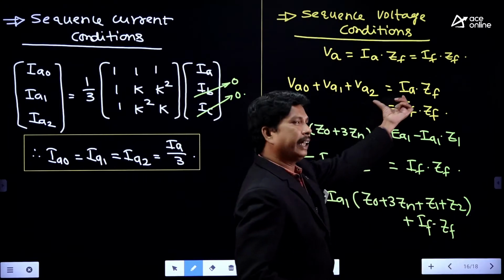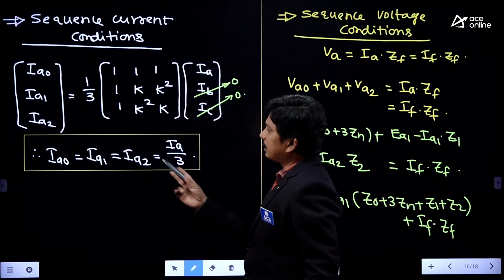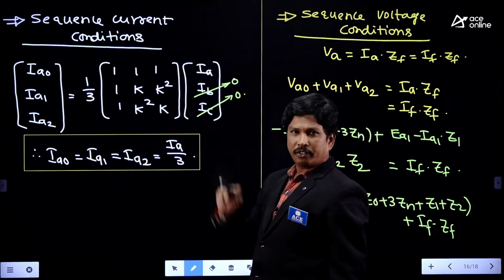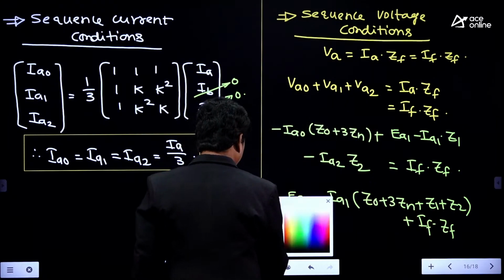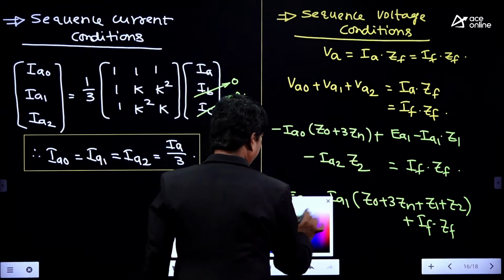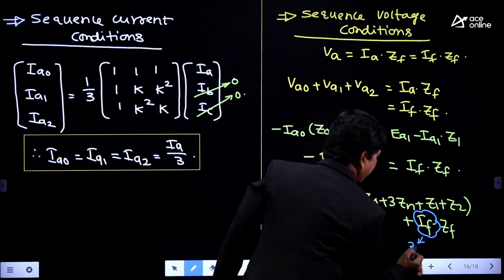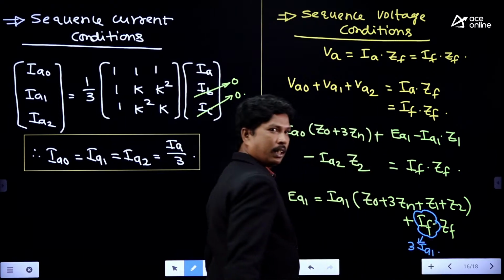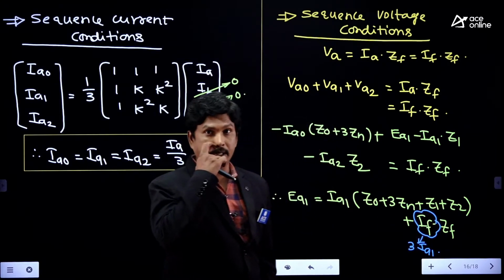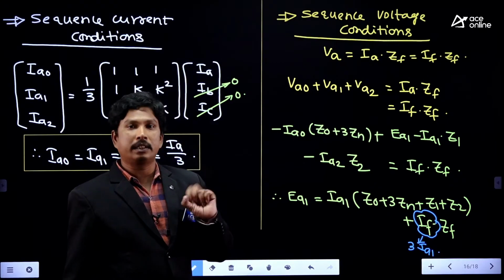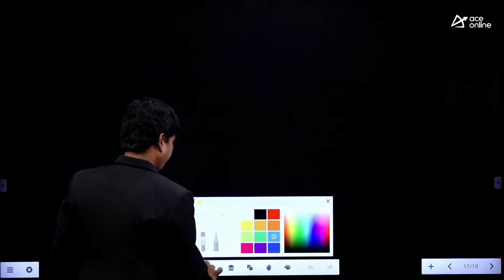IF is nothing but IA, right? What is the value of IA, students? Let's check here. IA is nothing but 3 times IA1. So in place of IF, we can write 3 times IA1. Now we can take IA1 outside here also, so that in place of ZF, we can write 3 times ZF.